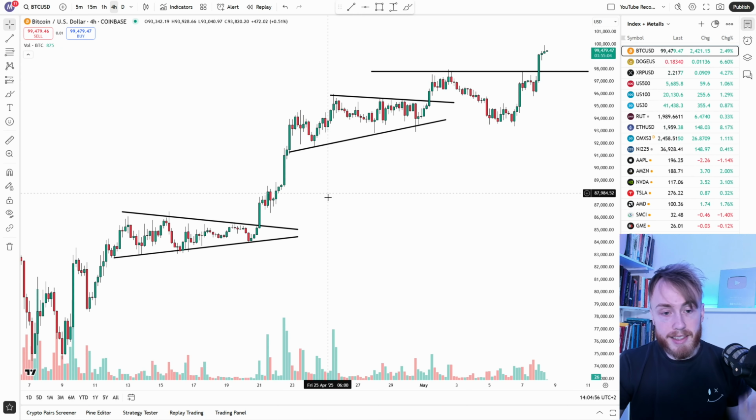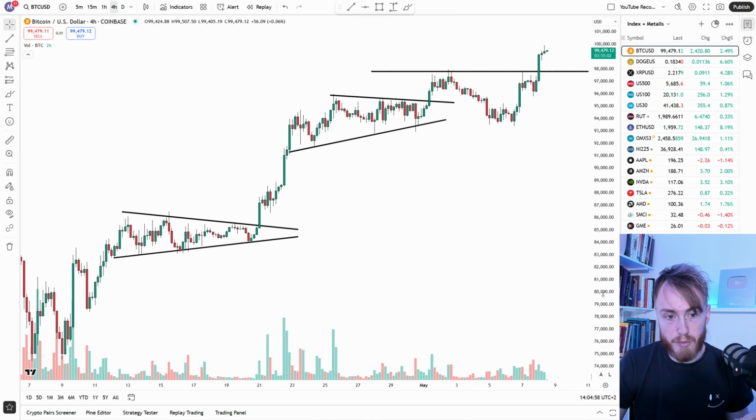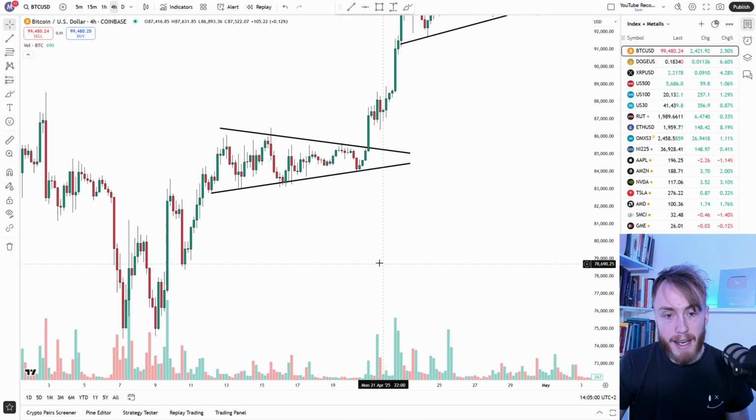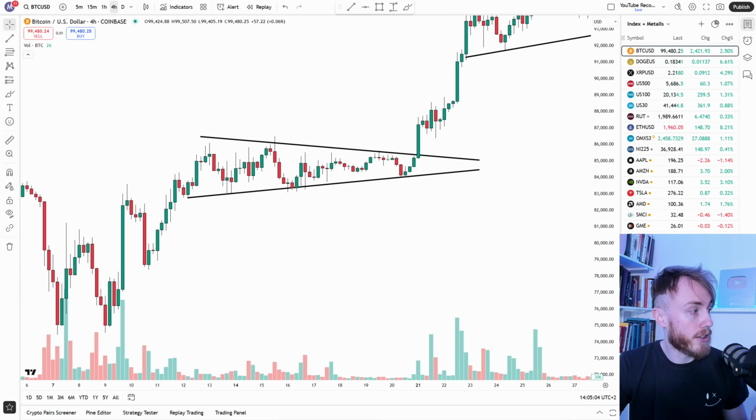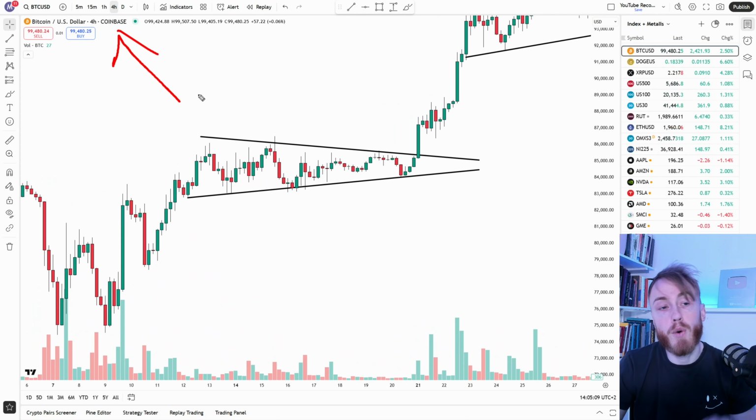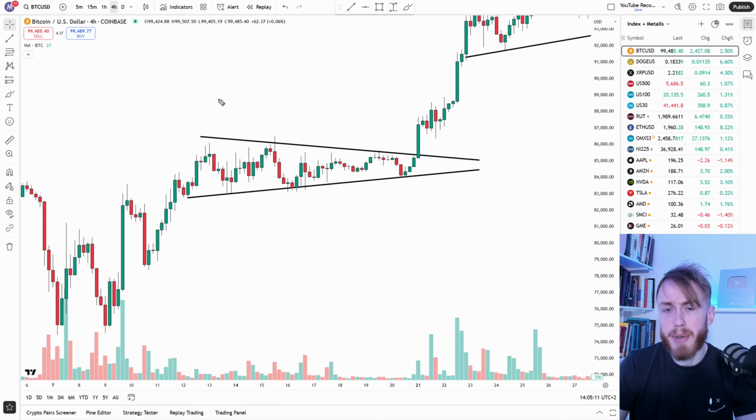But now let's take a look at two examples of breakouts. And the first pattern I want to take a look at is right here. By the way, we are currently looking at Bitcoin on the 4-hour time frame, but you can trade breakouts on the daily time frame. You can day trade breakouts on the 5-minute time frame.